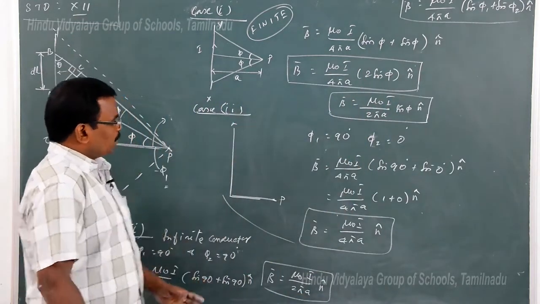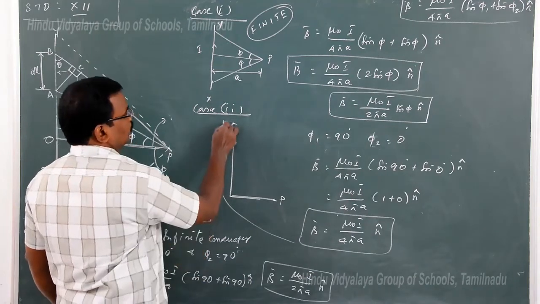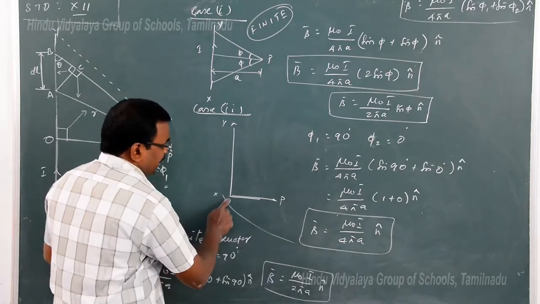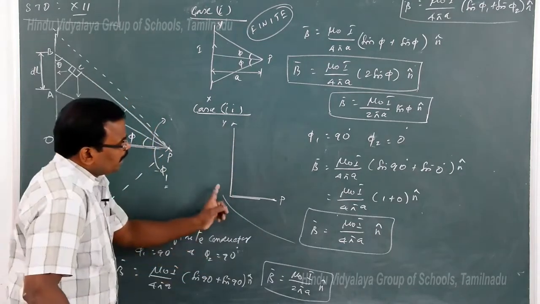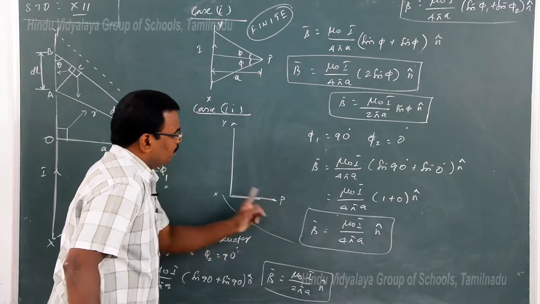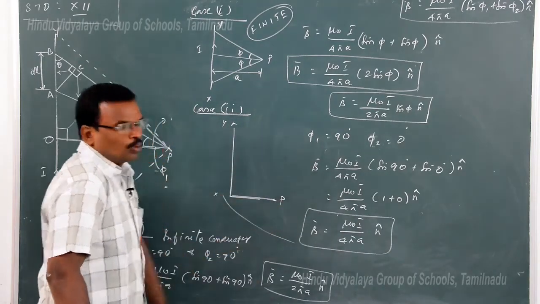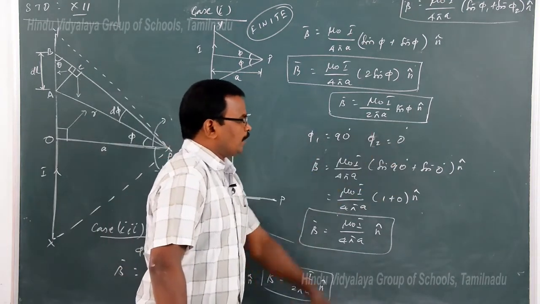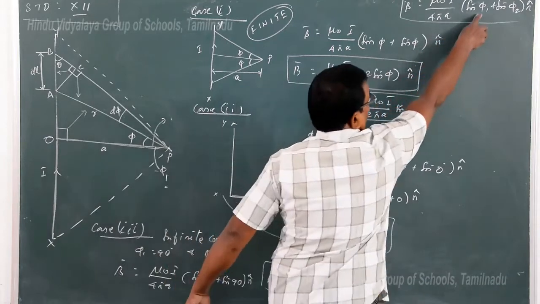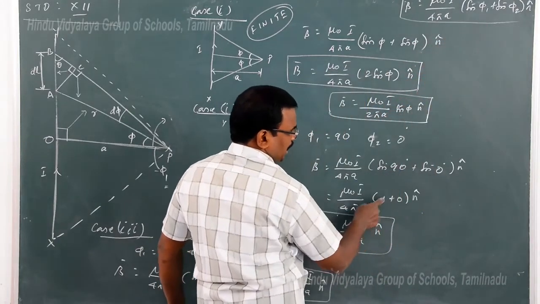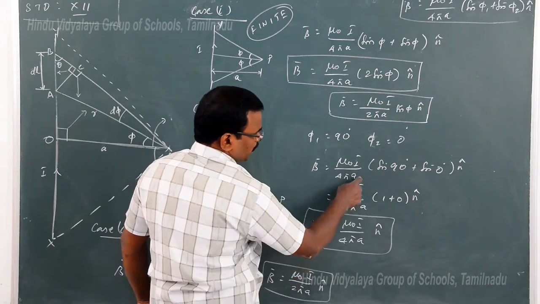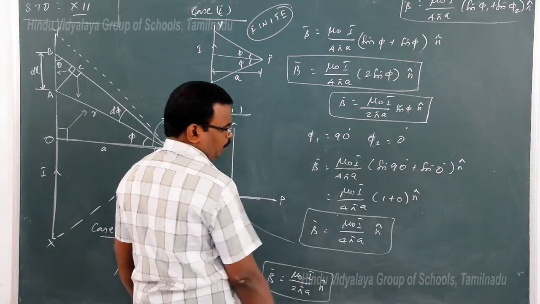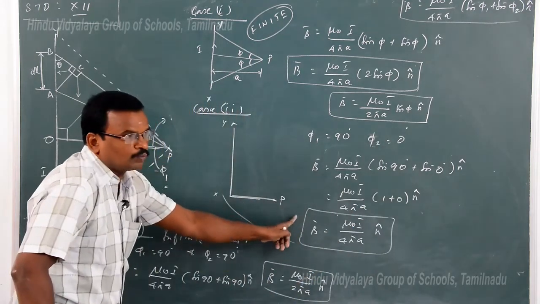And the second case: suppose this is the conductor as usual, of finite length. What is the magnetic field at any one of the extreme ends, either x or y? For that case, one angle will be 90 degrees, because it is a right angle. The other angle here is 0. So phi 1 is equal to 90 degrees, phi 2 is equal to 0, or phi 2 is equal to 90 degrees, phi 1 is equal to 0. Substituting here, one is 90, another is 0, meaning sin 90 is 1, sin 0 is 0. So mu naught I by 4 pi a into 1, plus 0. So mu naught I by 4 pi a into n cap only we get. Very important point, even this is very important.